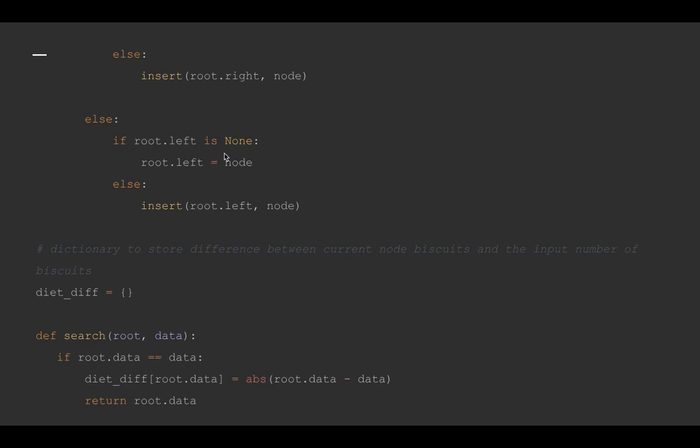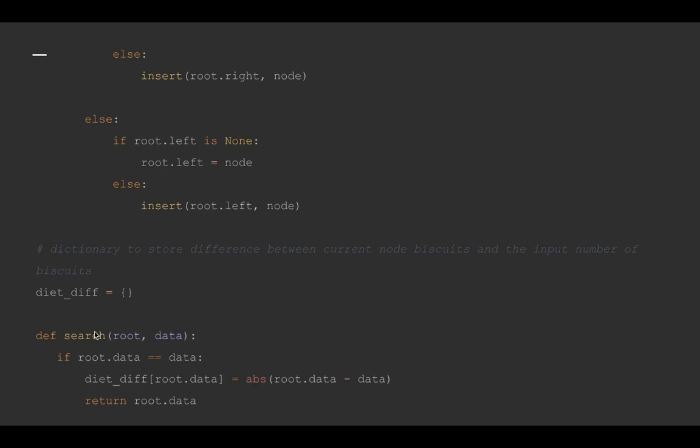But if the left of the root is not empty, that means it has something there, then using recursion we will again call this function on the left subtree of the root, and we will pass this node as the second argument. Now this dict diff is a dictionary that we are using to keep the key value pairs. Okay, so as you can see here, the comment says: dictionary to store difference between current node biscuits and the input number of biscuits, the same thing that I explained before.